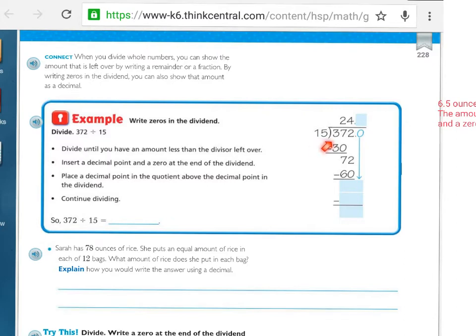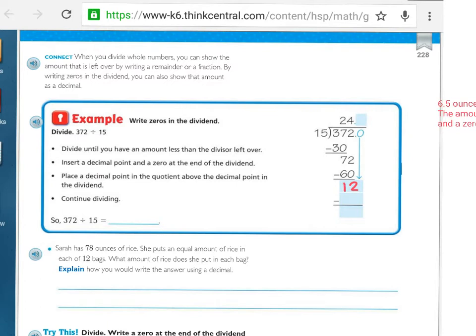So they've already started it. 15 can't go into 3, but it can go into 37. It goes in 2 times. 2 times 15 is 30. I have 37 minus 30, and I get 7. I brought down my 2. 15 times 4 was 60. When I subtract that, I get 12.